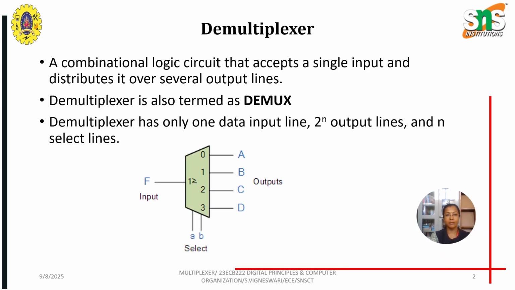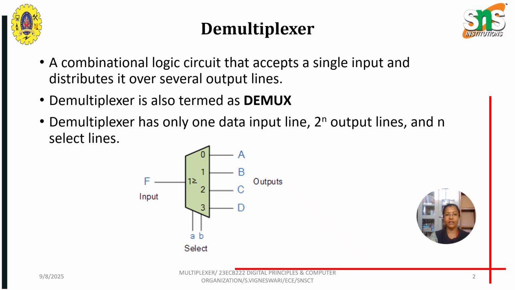So what is a demultiplexer? A demultiplexer is a combinational circuit and can also be referred to as a data distributor, where a single input is connected to many outputs based on the selection lines. It is also referred to as a DEMUX, and it comprises only one data input line, 2^n output lines and n selection lines.